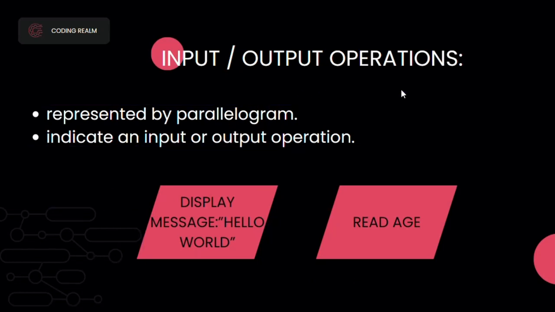Second, input and output operations. It's represented by a parallelogram. It indicates an input or output operation like this. For example, display the message hello world, or read age. It's an output because I need to print this on the screen. Every message I need to print on the screen, I need to use the input-output operation. It's represented by a parallelogram.